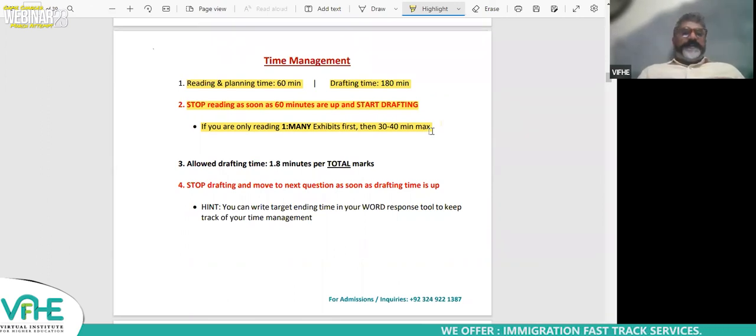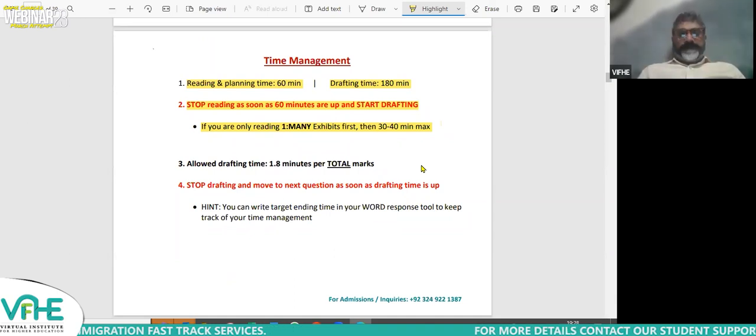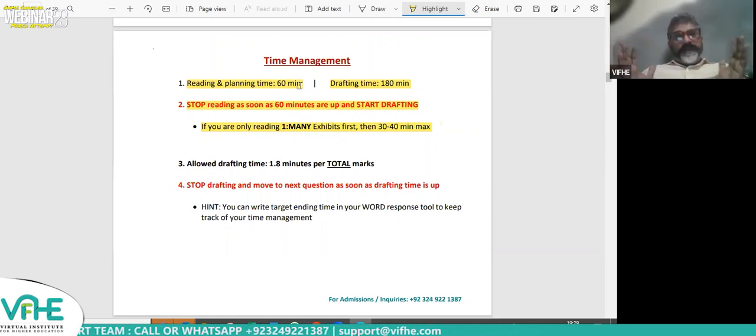Is this clear? I want to make sure that at every stage, every step, you are all clear. So we will not be utilizing the full 60 minutes because we are just doing selective reading. We are just reading 1:many exhibits. We are ignoring the 1:1. So your reading time should be 30 minutes, right?